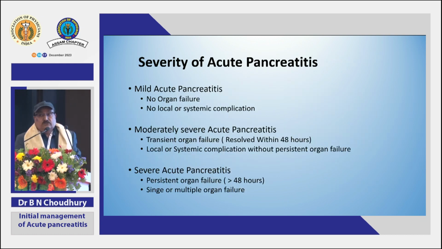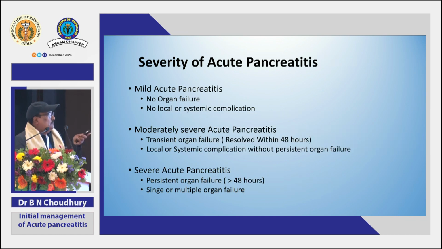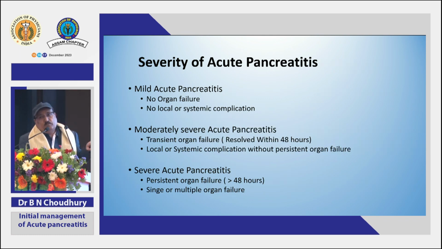So, according to the clinical criteria, we can divide acute pancreatitis into 3 groups. Mild pancreatitis, by definition, has no organ failure, no local or systemic complications. Moderately severe acute pancreatitis has transient organ failure, which resolves within 48 hours, and local complications like acute fluid collections, without persistent organ failure. Severe acute pancreatitis is any case having persistent organ failure, persisting for more than 48 hours. Organ failure may be single, may be multiple.